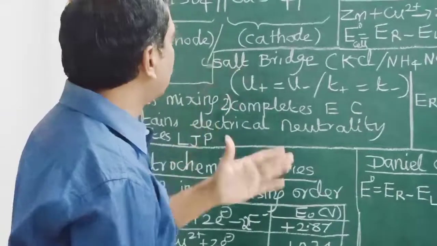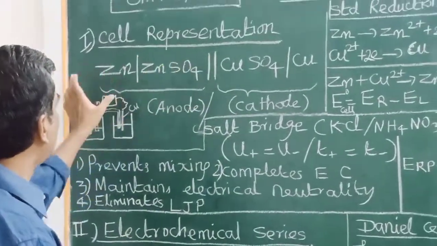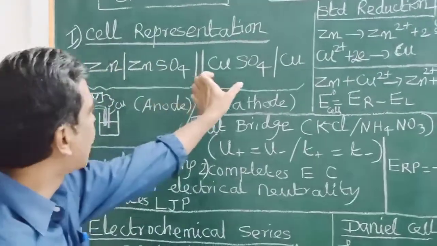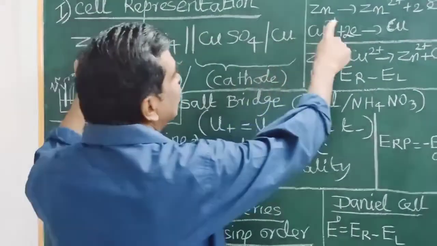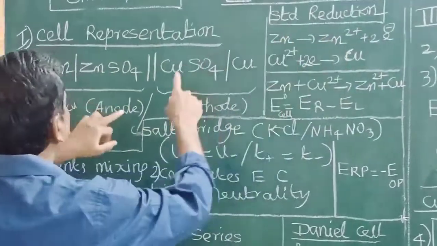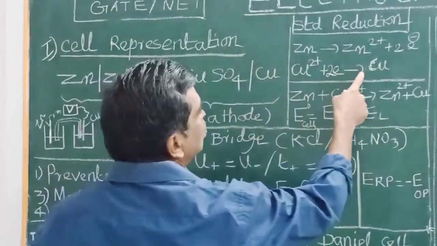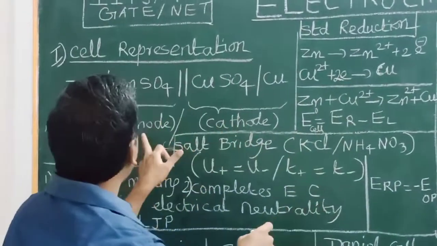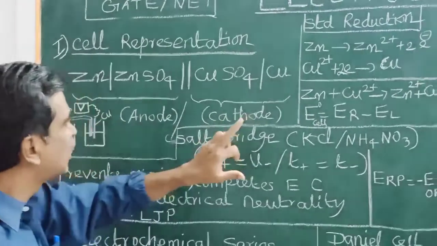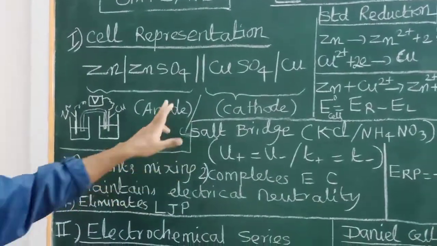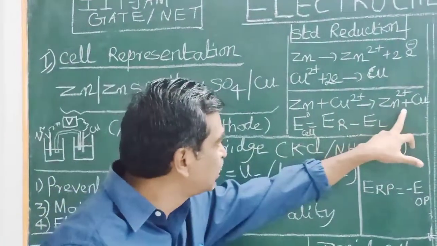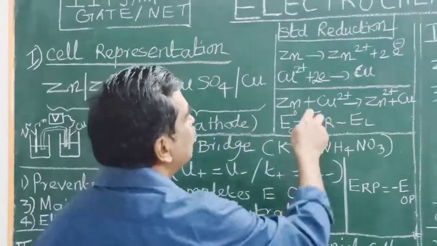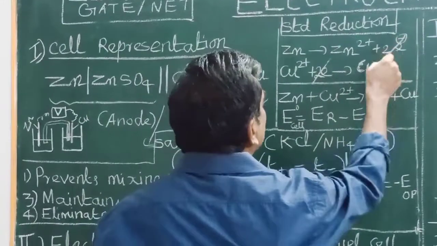In electrochemistry, this is the cell representation, this is one half cell, and this is another half cell. This is the anode, because zinc is oxidized to zinc ion, and copper gets reduced. So the anode is where oxidation takes place, and the cathode is where reduction takes place. These are the half cell reactions, and this is the cell reaction. The two electrons get cancelled.